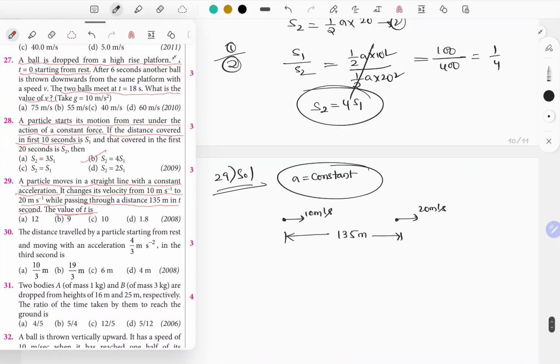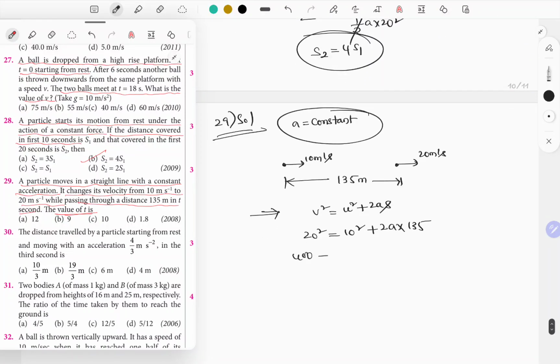In time t seconds, the value of t they're asking. Okay, super. By giving initial velocity, final velocity and distance of separation, we can find out acceleration. What's the formula for acceleration in terms of initial and final velocities? V square is equal to u square plus 2as. So v square is nothing but 20 square, u square is 10 square plus 2 into a into s is 135. So it is 400 minus 100, which is equal to 2 into 135. 2 into 135, it is going to be 270 into A. Then A is equal to 300 divided by 270.